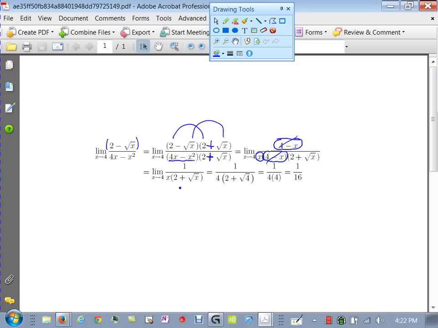So all you're left with is a 1 up top, and then you got that x down there, then you got that 2 plus root x, and now you let x go to 4, and this thing is going to turn into square root of 4, which is 2. 2 plus 2 is 4, right? And then times 4, so you get 16, and then on top you had your 1.